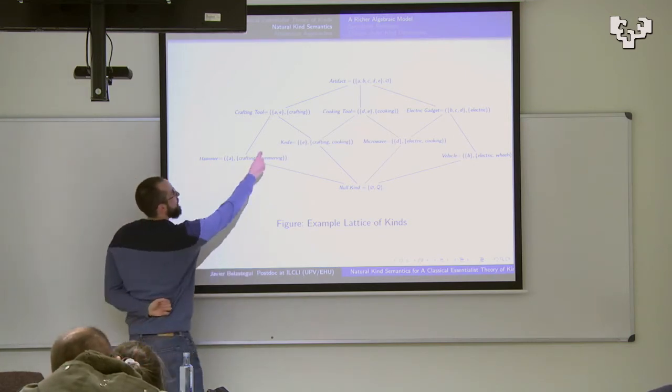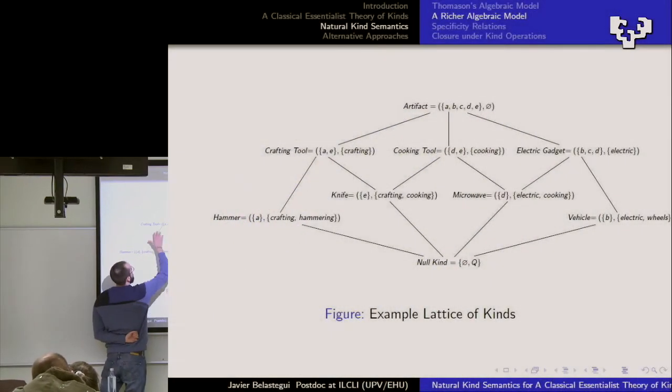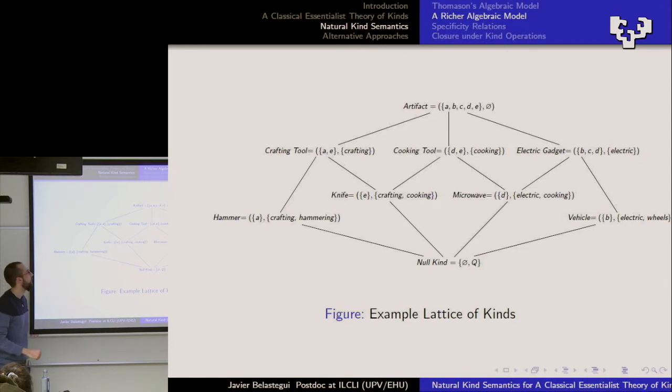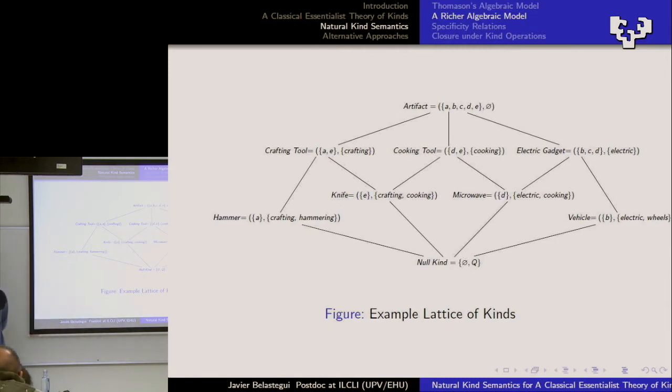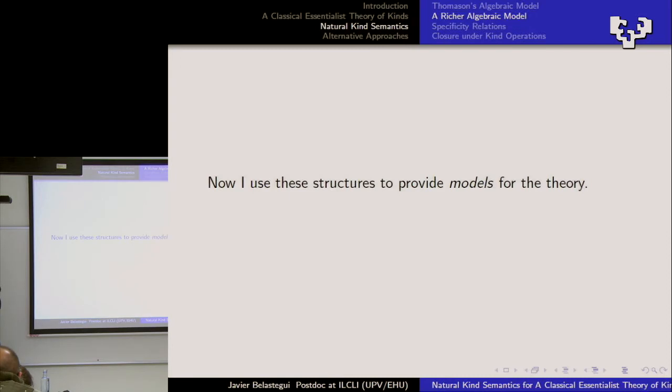So the kind knife is the conjunction, the meet, of kinds crafting tool and cooking tool. The kind microwave is the conjunction of cooking tool and electric gadget. Electric gadget is the disjunction of microwave and vehicle. And then we have the kinds artifact and the null kind. And yeah, this is basically what I said.